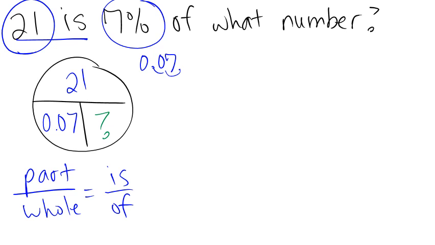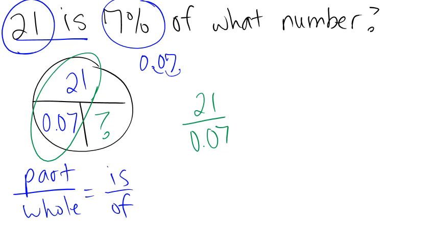So we analyze what we have, the 21 and the 0.07. They're on top of each other. So I can rewrite them as a fraction with 21 over 0.07. This is really a division, so I'm really dividing 21 by 0.07. So that means 21 divided by 0.07. So 21 is going to go on the inside.